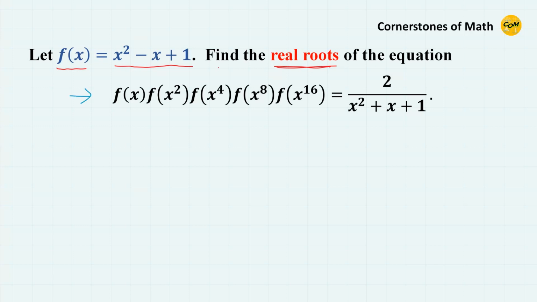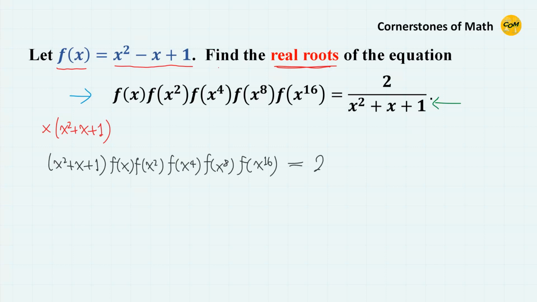This equation looks a bit complicated, but many basic principles of solving equations still apply to this problem. For example, we have this fraction on the right hand side, and when it comes to a fractional equation, we know that we have to get rid of the fraction by multiplying the denominator on both sides. So multiplying both sides with x squared plus x plus 1 gives x squared plus x plus 1 times this equals 2. And now we have to simplify the left hand side, so let's write down everything as polynomials using the given expression for f(x).